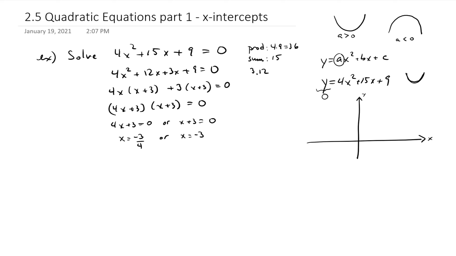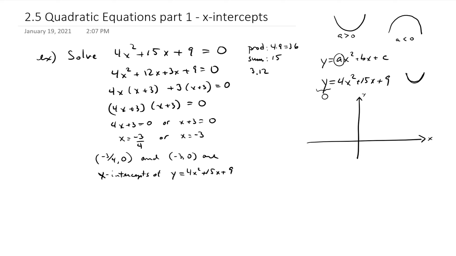So if I look back at the two numbers I got, minus 3/4 and minus 3, it means that minus 3/4, 0 and minus 3, 0 are the x-intercepts of the curve y equals 4x squared plus 15x plus 9.